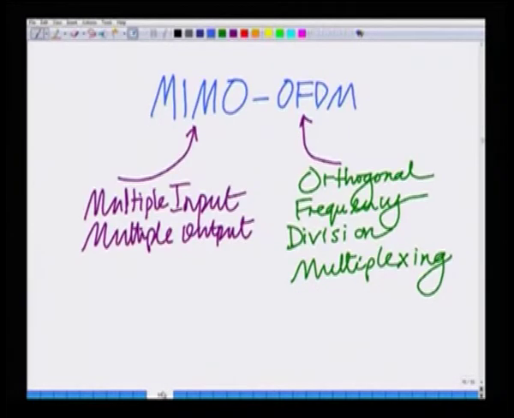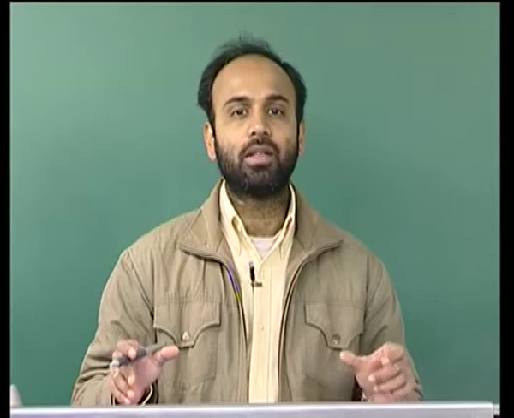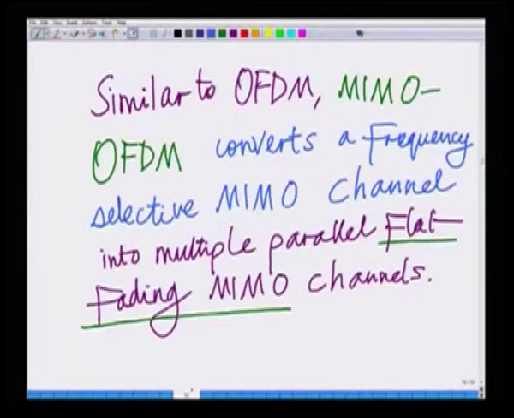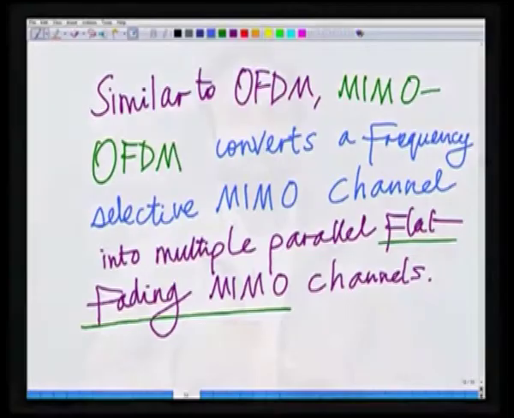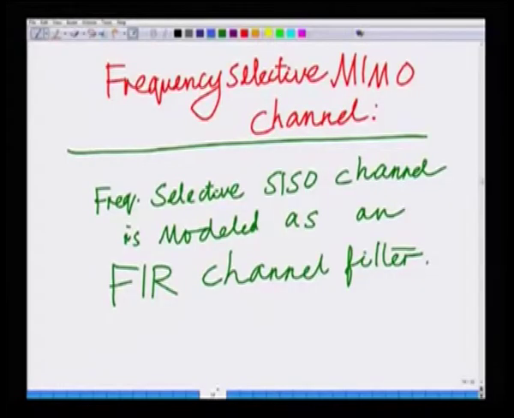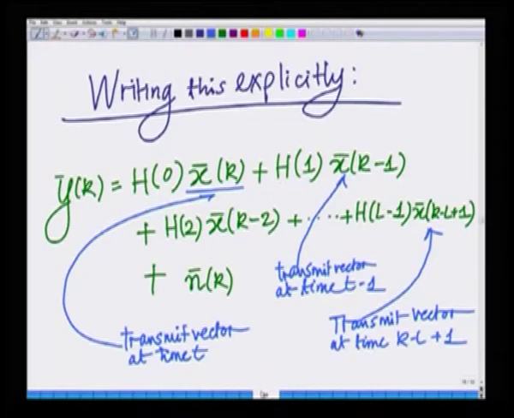And then we subsequently modified the OFDM system to a MIMO-OFDM system, to extend it to handle frequency selective MIMO communication systems. And we said OFDM converts the frequency selective MIMO fading channel into a set of parallel flat fading MIMO channels.